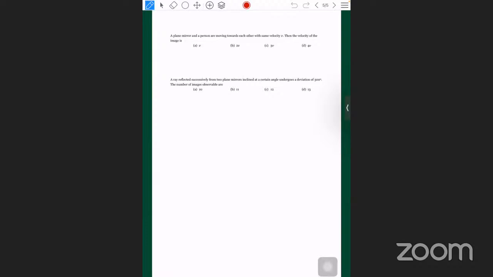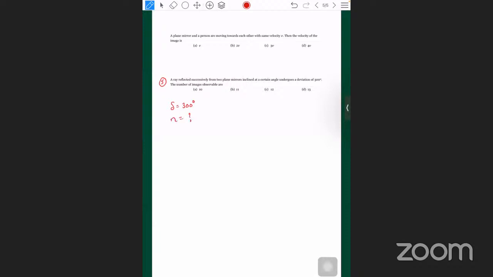Now, can you analyze this problem for me? That is the fifth problem. Can anyone read the problem for me? A ray of light reflected successively from two plane mirrors inclined at a certain angle undergoes a deviation of 300 degrees. The number of images observable are. So deviation is given as 300 degrees, right? Yes, sir. Number of images they are asking, n.